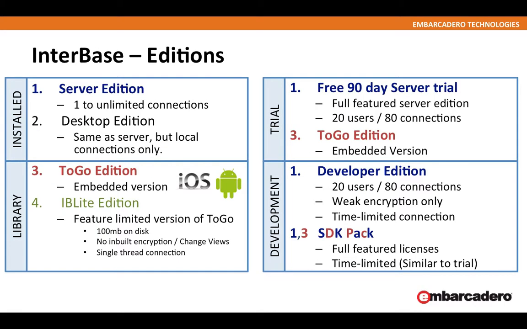So InterBase is available in 2 types of editions. There's the installed version, which is server and desktop, and then there's the deeply embedded version, which is To Go and IB Lite. The server edition allows multiple users across the same database, and the desktop is multiple applications on the same machine to the same database, and then the To Go and IB Lite run just for the single application, allowing only that application to work with the database. But that is basically what you have and how you use it.